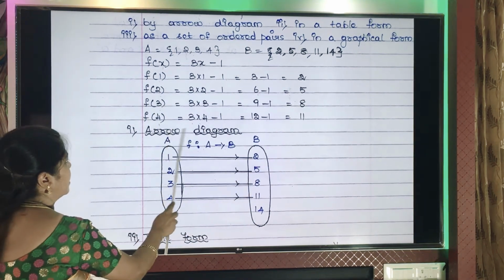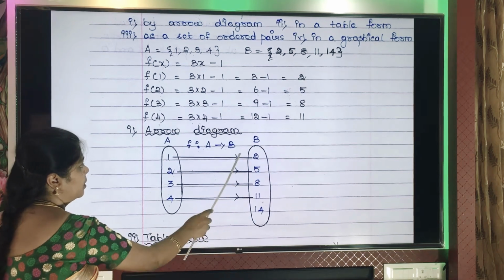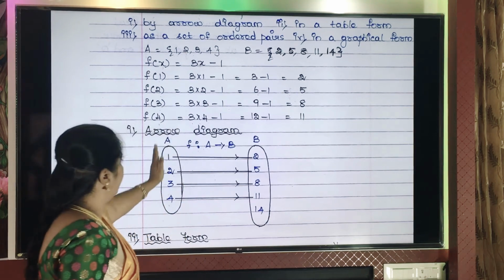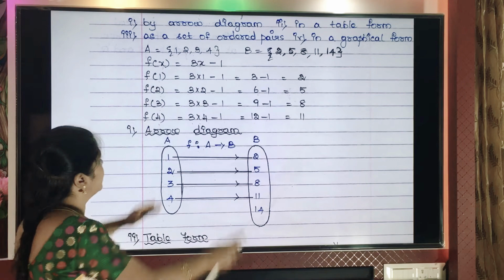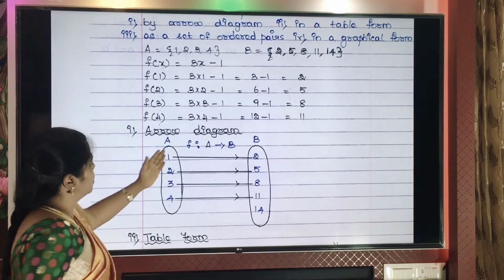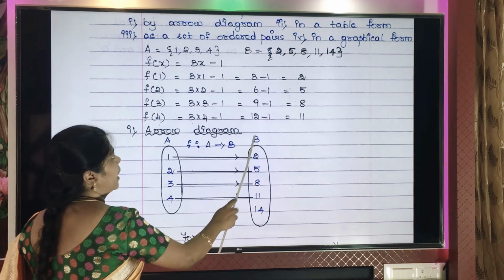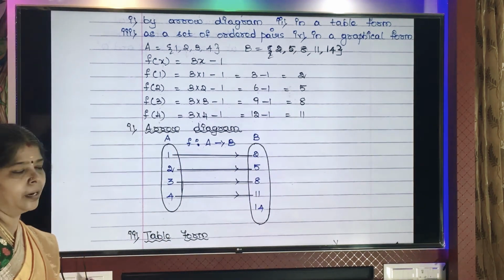First, let me represent with the help of an arrow diagram. Can you see the arrows here? First, on the left hand side, you draw set A and write the elements of set A. What are the elements given in set A? 1, 2, 3, 4. So, write them here. Then you draw set B and again write the elements of set B here: 2, 5, 8, 11, 14.